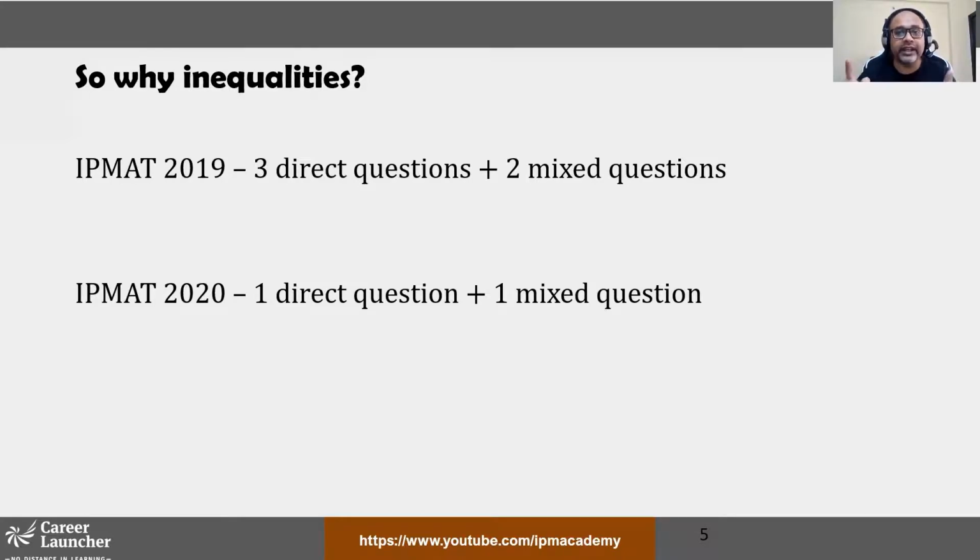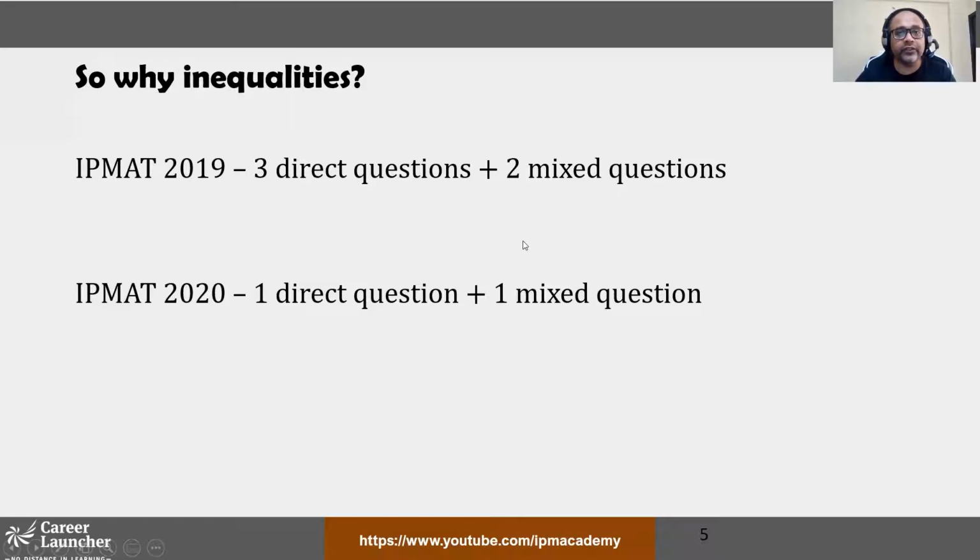Now remember, 2019 had 60 questions in maths and 2020 had 30 questions in maths. That's the reason the number of questions from inequalities went down in 2020, because the number of overall maths questions itself became half. I hope you guys remember or at least realize that because of the pandemic, the exam time was cut down and therefore the number of questions was also cut down.